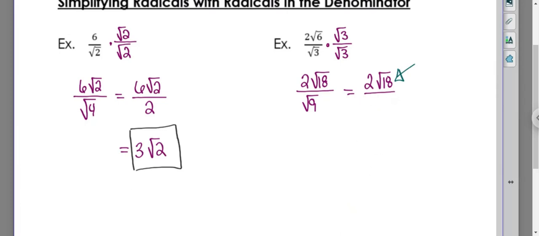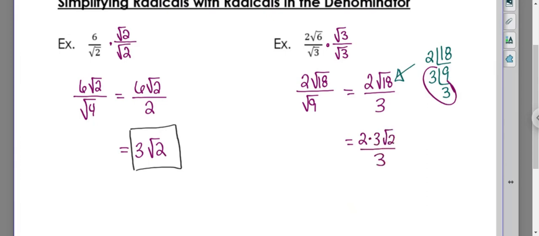I get so used to working with these, and I forget to say what I'm saying versus what I'm writing. So the square root of 18, we can break down. We've got that several times on here, so that's a 2, and the group of 3's. So that's 2 times 3 root 2 over 3.